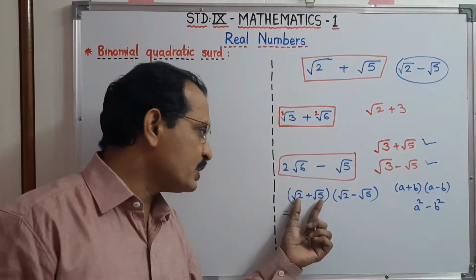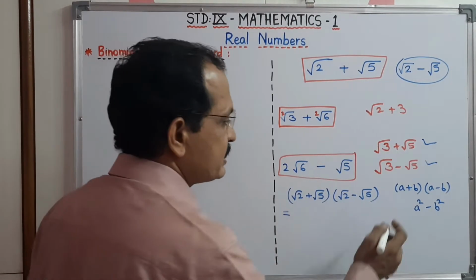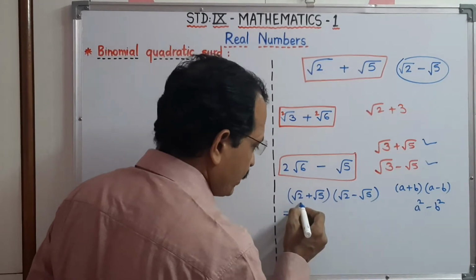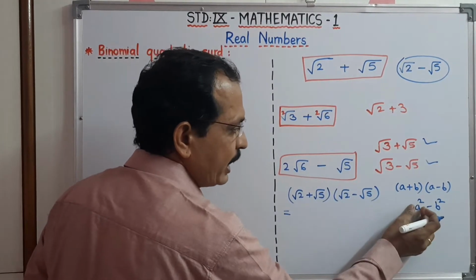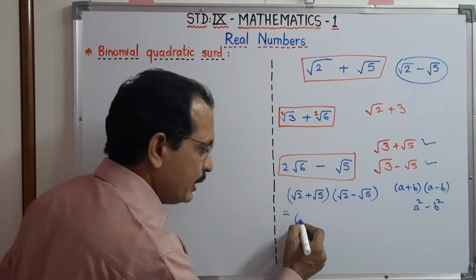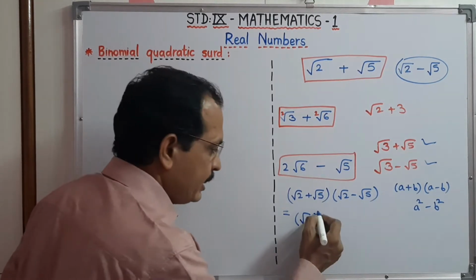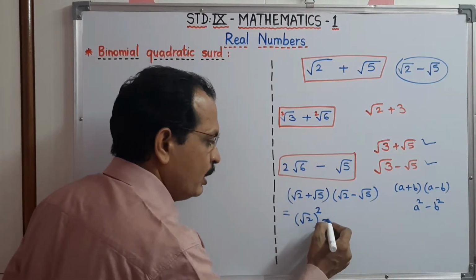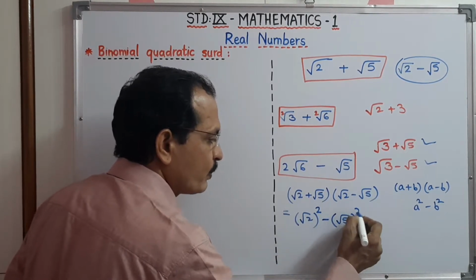Here root 2 plus root 5, and here it is root 2 minus root 5. That means we can write a plus b and a minus b. Then we write a square minus b square. The same formula we can apply. What is a? Here a is root 2. Therefore a square is root 2 square, minus b square, where b is root 5, therefore root 5 square.